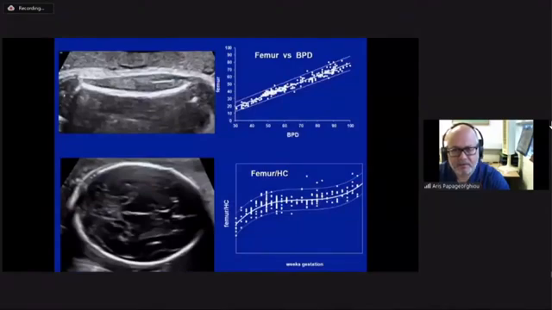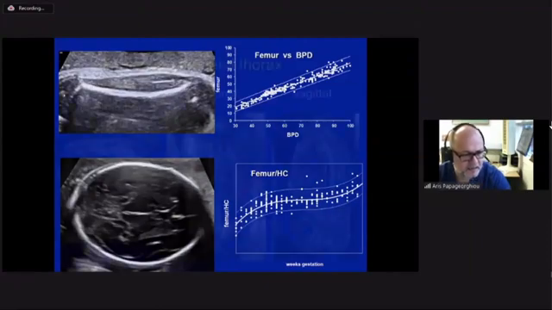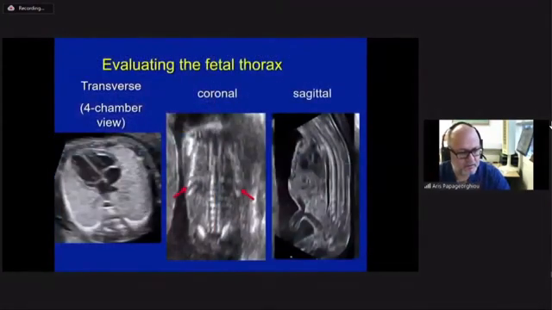We plot, of course, the length of the different measurements. And one of the things you can do is to relate the length of the femur to the biparietal diameter or to the head circumference as a sort of assessment of the relative size of the long bones. Although most of the time it's not necessary because you have the standard measures of the different biometric variables.